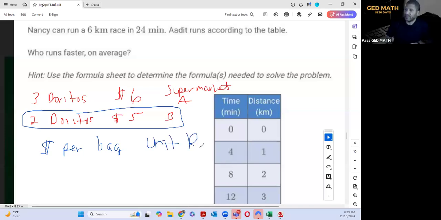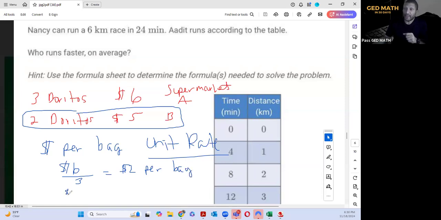Okay, this is called unit rate. This is a very important concept for the GED. In order to compare things, a lot of times you just got to figure out how much one costs. So in the first one, it was $6 for 3 bags. Well, 6 divided by 3 is 2. That means it's going to cost me $2 per bag. Does everybody understand that?